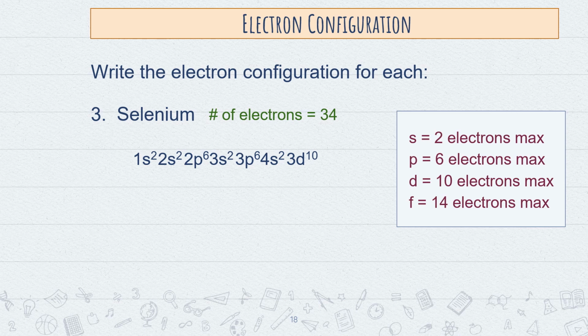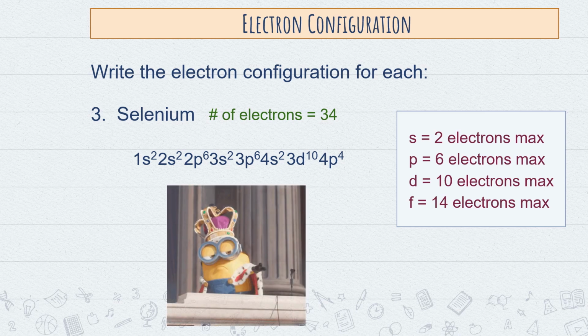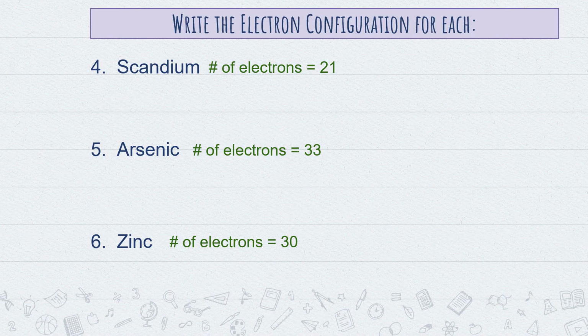Now, if I add up all my electrons, I have 30. So I just have to place the last 4, and that is 4p4. And now I'm done. I've filled all the bunks with 34 electrons. I did it. Okay, pause the video, and can you fill out scandium, arsenic, and zinc? Remember to always start at the beginning, fill in each row one at a time, and then once your superscripts add up to the total number of electrons, you're done.